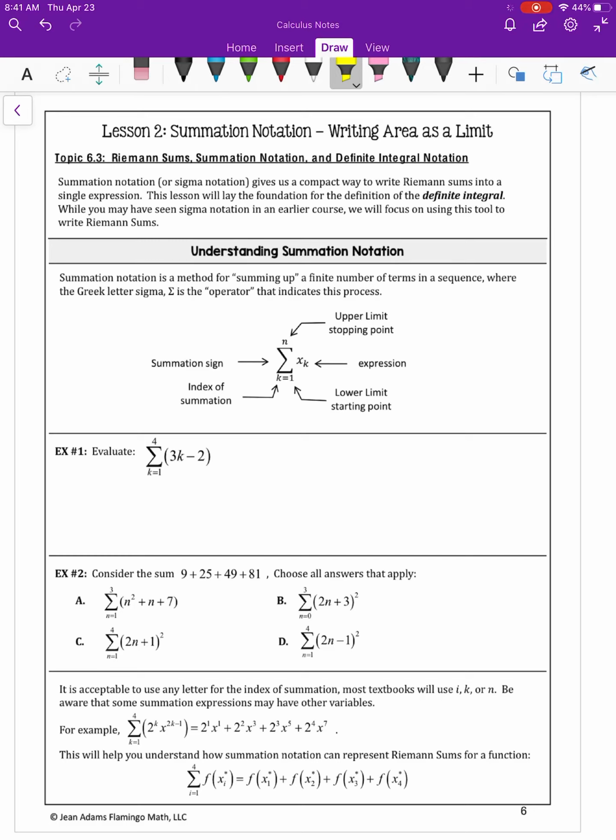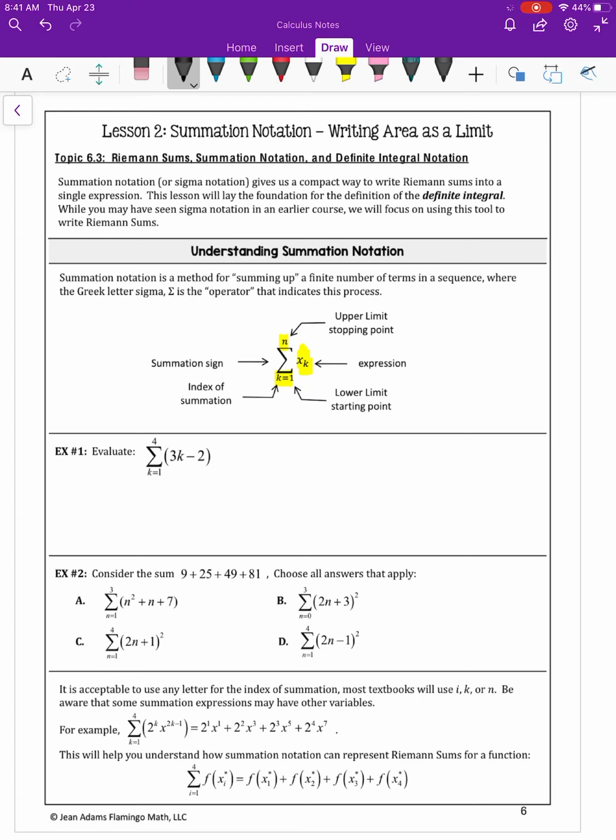While you may have seen sigma notation in an earlier course, we will focus on using this tool to write Riemann sums. So, summation notation is a method for summing up a finite number of terms in a sequence, where the Greek letter sigma is the operator that indicates this process. So when you see sigma, you should know that I'm going to start adding things.